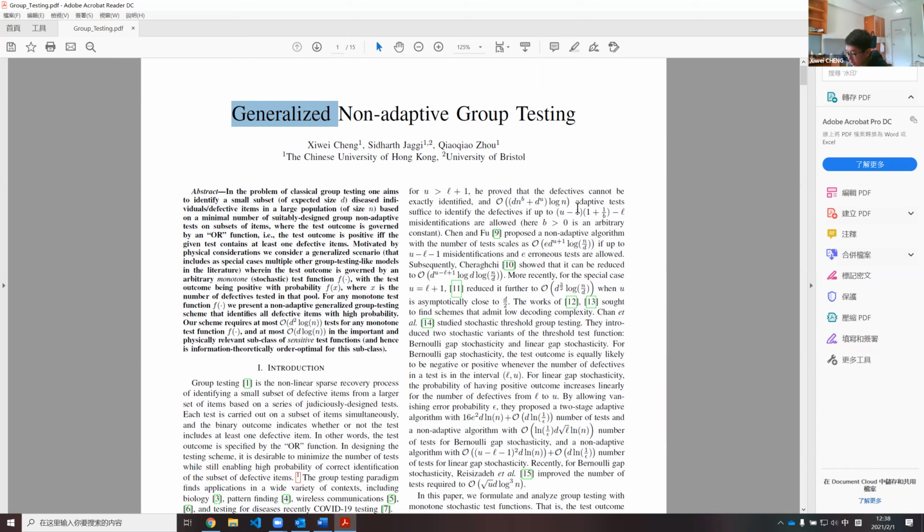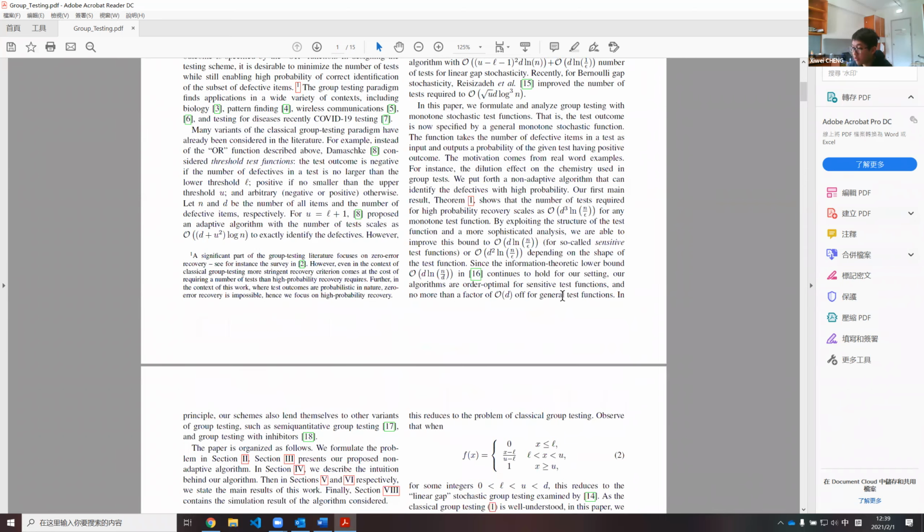But due to some chemical constraints, the outcome is not always so accurate. So we consider generalized group testing. That is to say, we will not always get a certain outcome, but the outcome follows the Bernoulli distribution. Generally, the more defectives in one pool, the more likely the outcome is to be positive. Okay, let me give you an example.